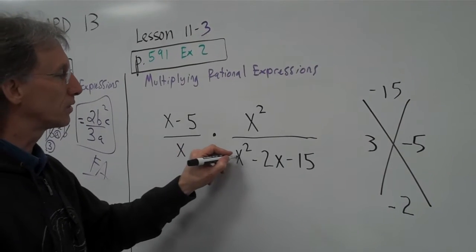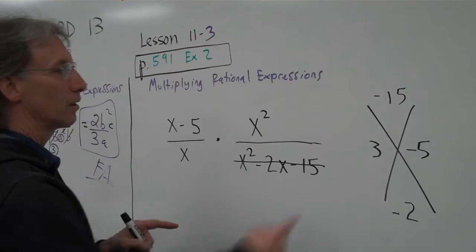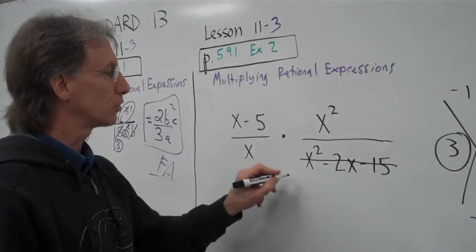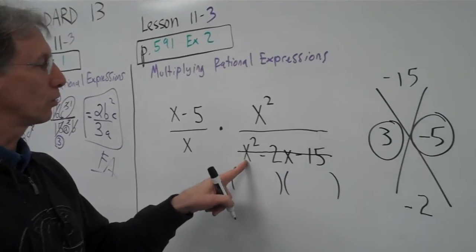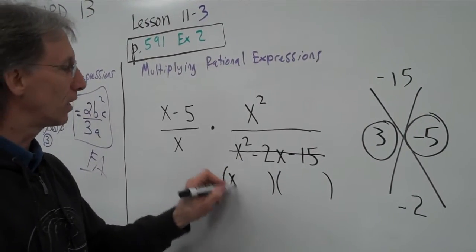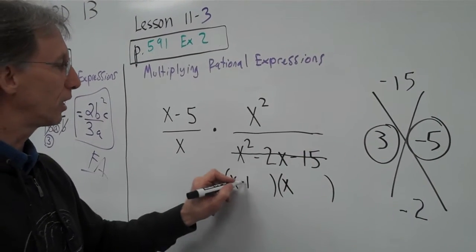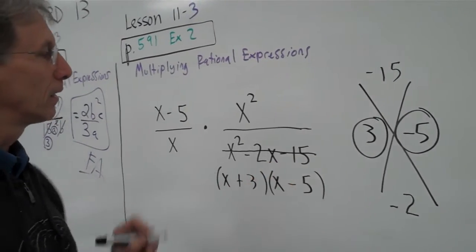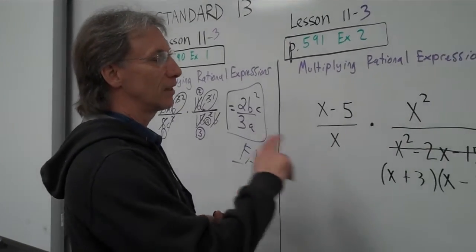So now we're going to cross this out, and we're going to write the same thing a different way using these two numbers that we just got. So we're going to put two sets of parentheses. The first thing that goes in the parentheses is the x from the x squared, and then we simply put the +3, and we put the -5 right here. Now once we've done that, we're ready to see if we can do some cross-canceling.